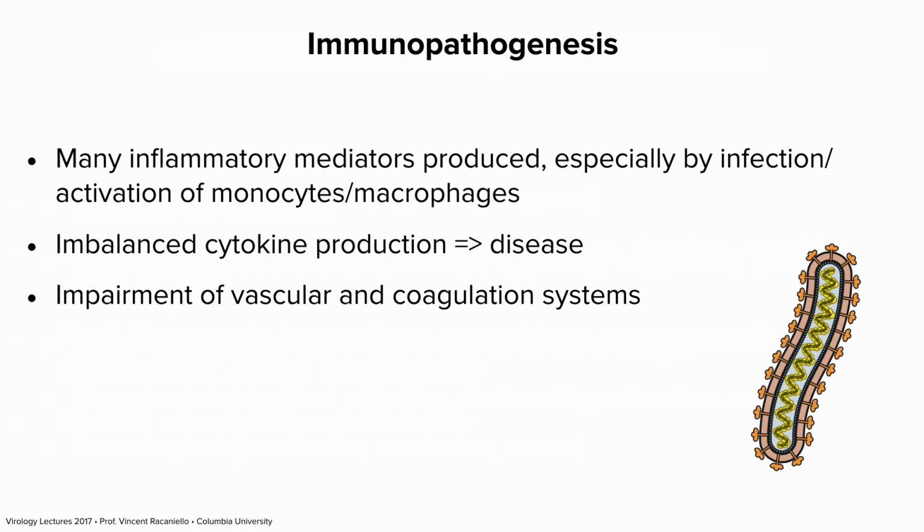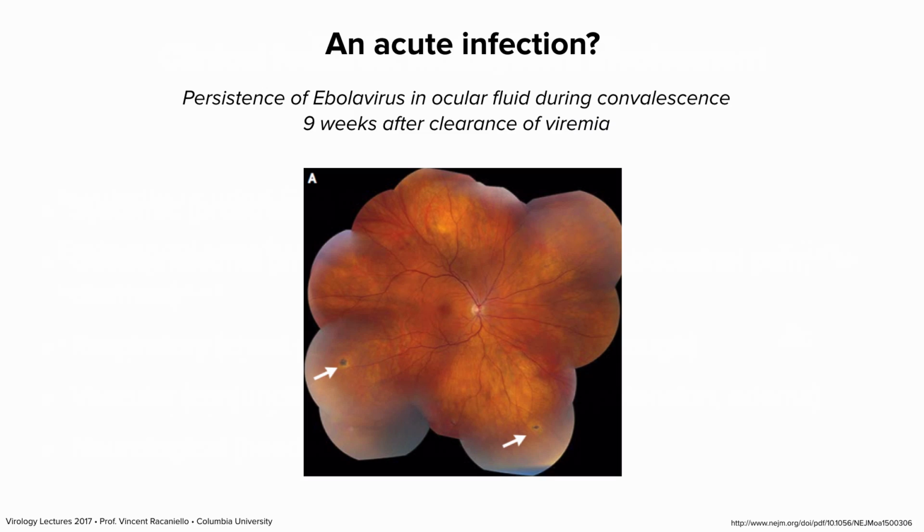Lots of inflammatory mediators, especially by infection of macrophages, imbalanced cytokine production, and coagulation systems become impaired. And that's often why you have the extensive hemorrhagic, the bleeding associated with infection. So I always teach the Ebola virus as an example of an acute infectious disease.